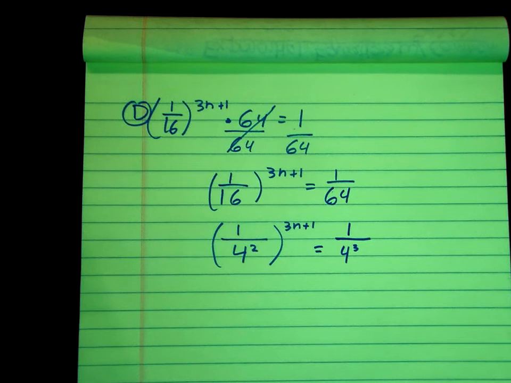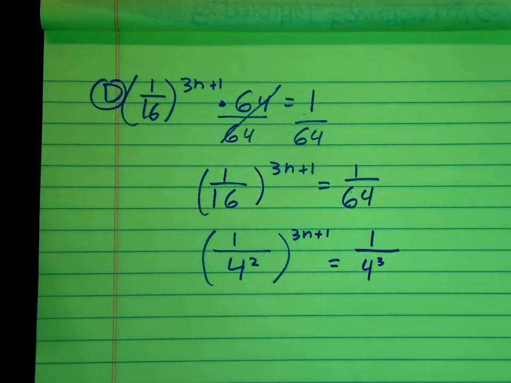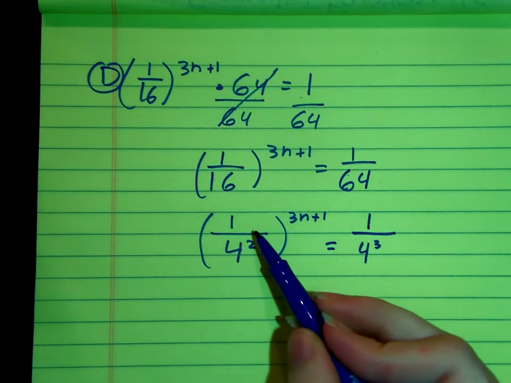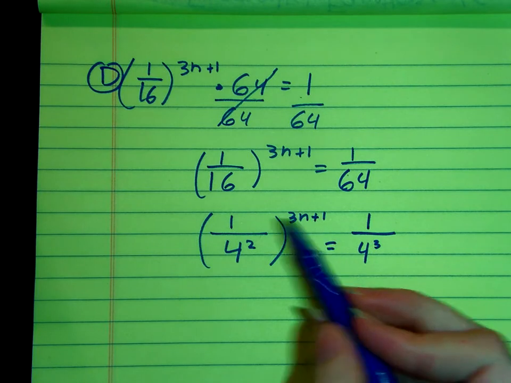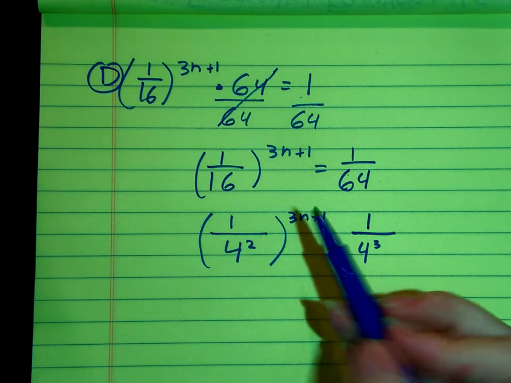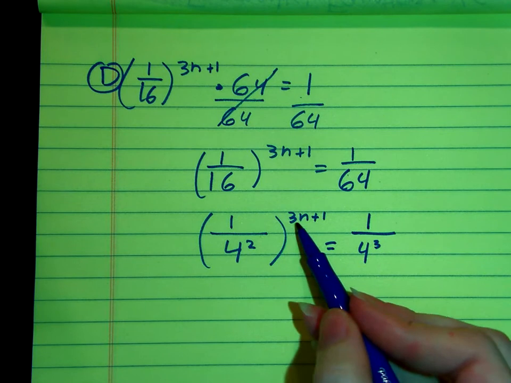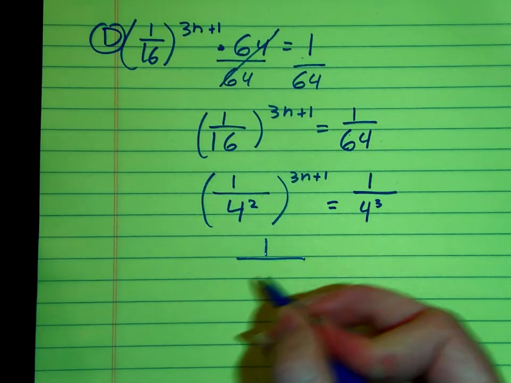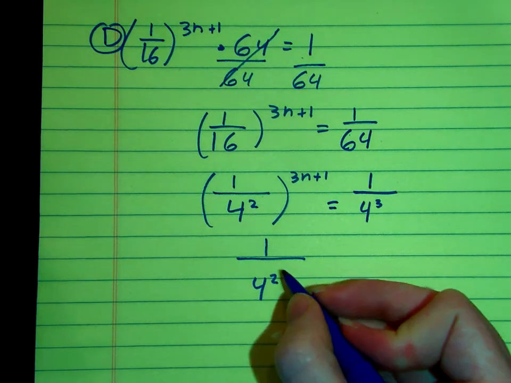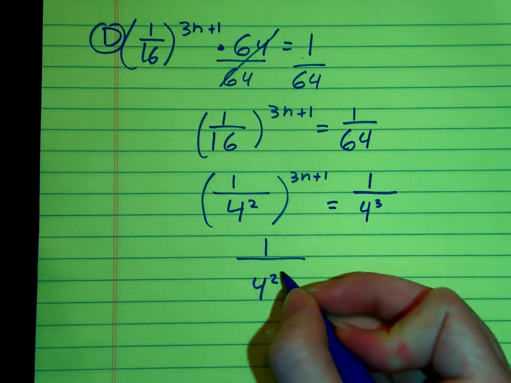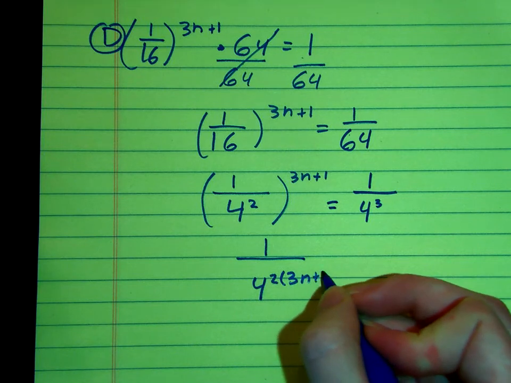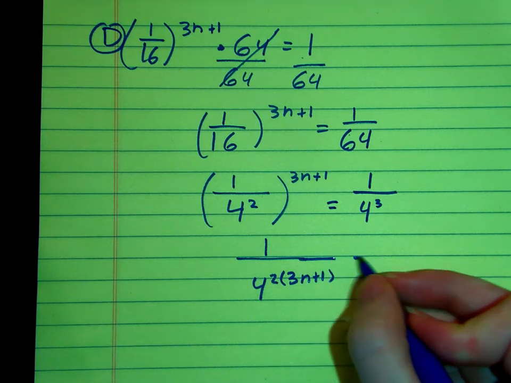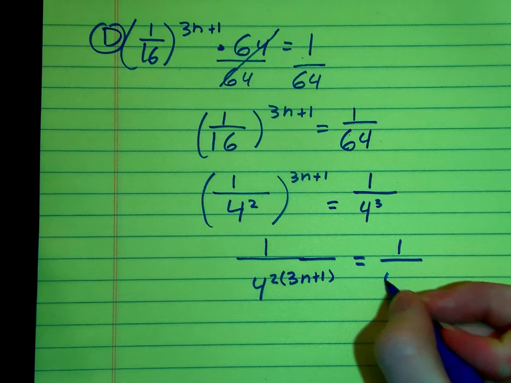Now this still is not quite looking like how I'm used to it. But if I have this whole thing to the 3n plus 1, what's 1 to the anything? Still just 1. Doesn't matter what 3n plus 1 is. So I can go ahead and rewrite this like I'm expecting it to be, where I've just got 1 over 4 squared. And now I'll go ahead and take 4 squared to the 3n plus 1. Be sure to use parentheses, equals 4 to the third.